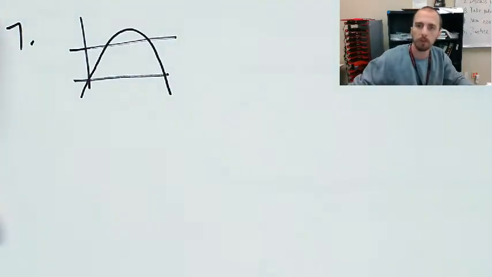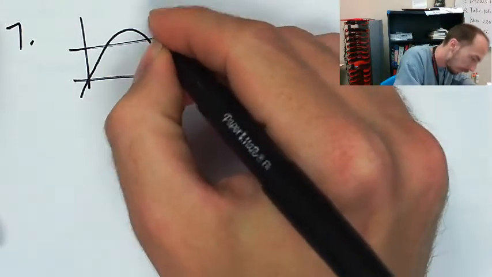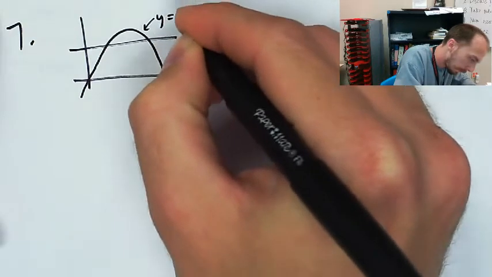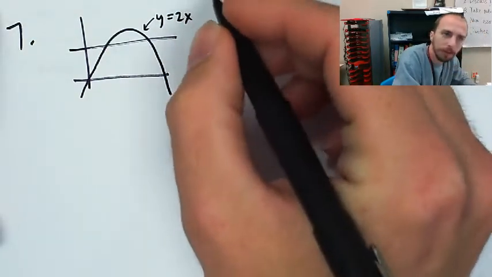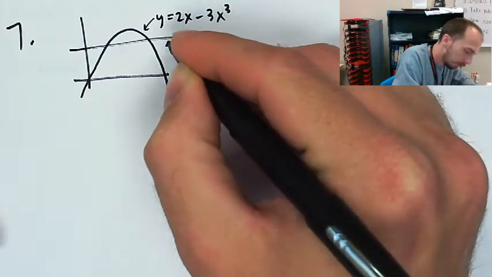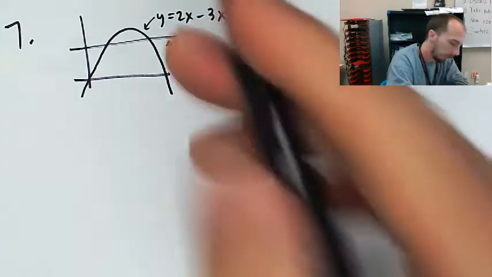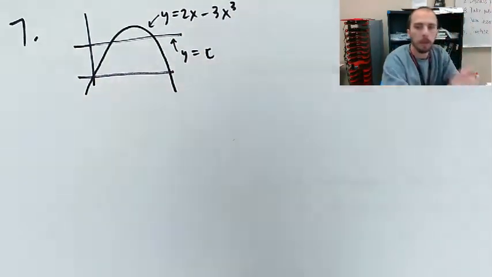We do have an equation for this. This is 2x minus 3x to the third. Oh, so it wasn't a parabola. 2x minus 3x to the third. Okay, and then this is y equals 1. So y equals c, and it's not going to be 1.